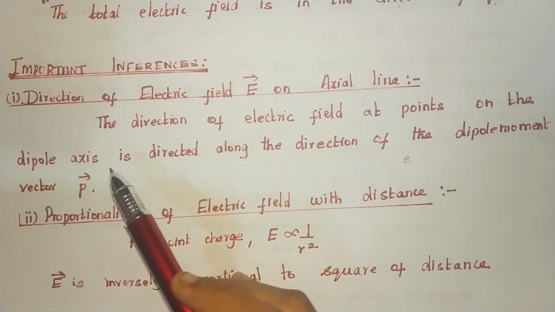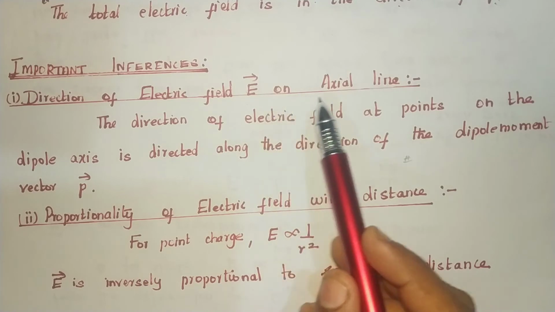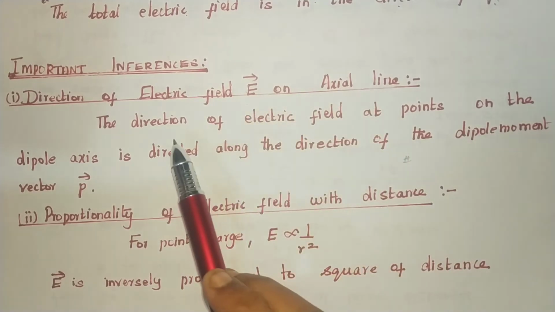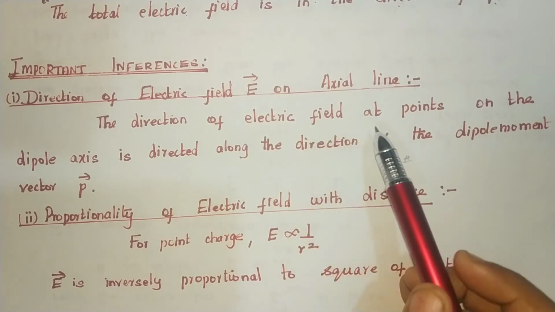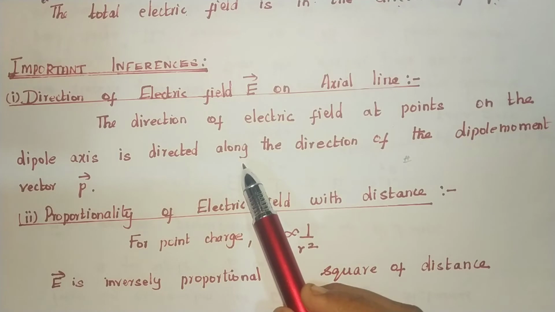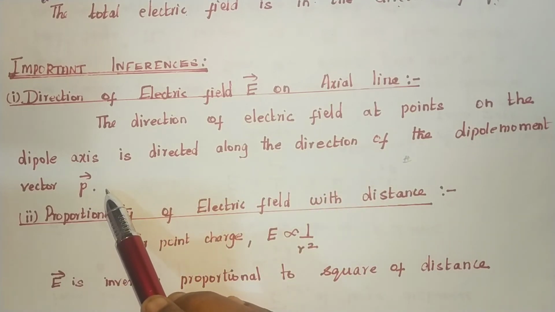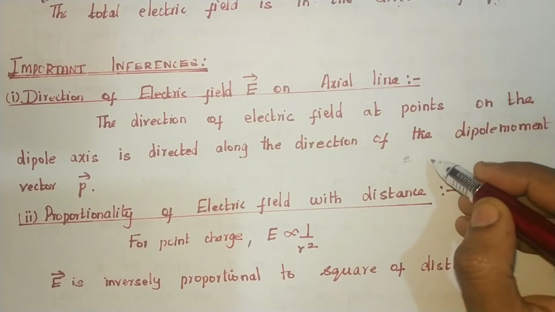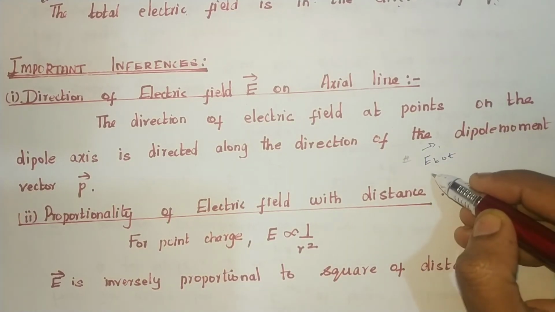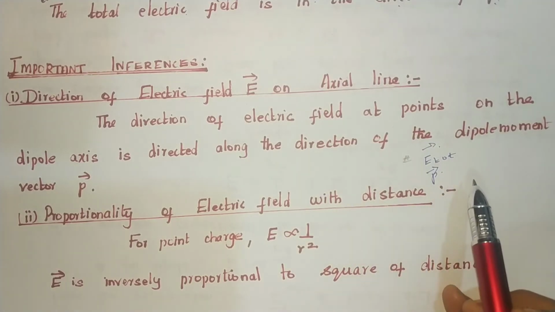First one, we need to discuss the direction of the electric field E vector on the axial line. What should we finally conclude? The direction of the electric field at points on the dipole axis is directed along the direction of the dipole moment P vector. So the direction of the electric field E total vector and the direction of the P vector are the same.